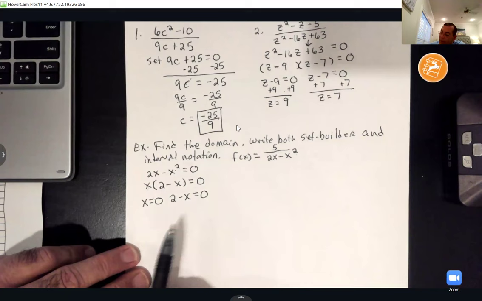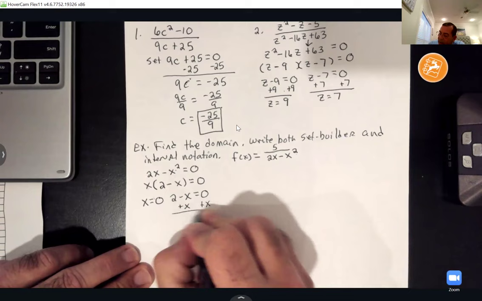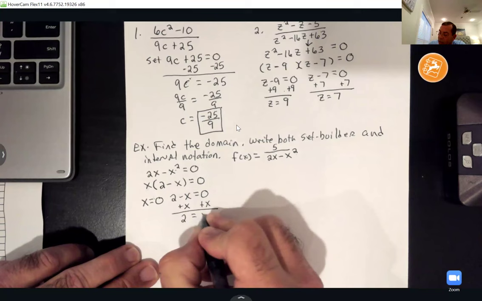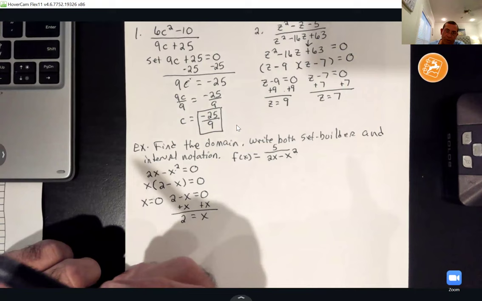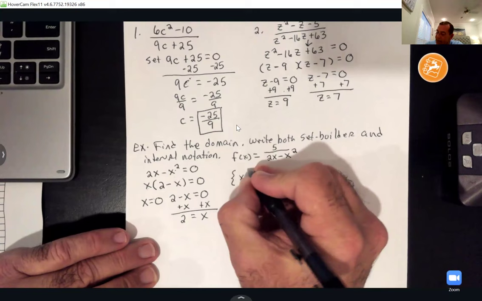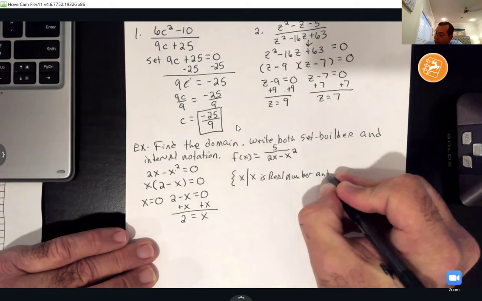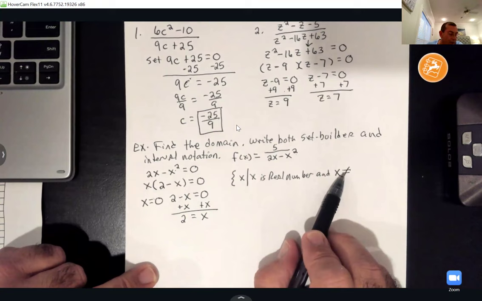Now I'm going to tell you a trick. You could subtract 2 and then divide by that negative. But y'all, this one has one move to be done. If you would add the x to both sides, this will give you 2 equals x, which is the same as x equals 2. So we got our two numbers. So set builder notation. X such that x is a real number and x cannot equal. Watch out, they'll use the equals on one of these. But it cannot equal this number. And we got what? 0 and a 2.